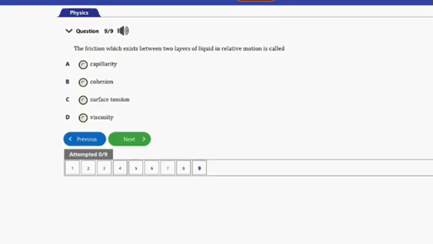The next and last question is question number 9. It says the friction which exists between two layers of liquid in relative motion is called A. Capillarity, B. Cohesion, C. Surface tension, D. Viscosity. So the answer to this question is option D, viscosity. And that's it for this question.